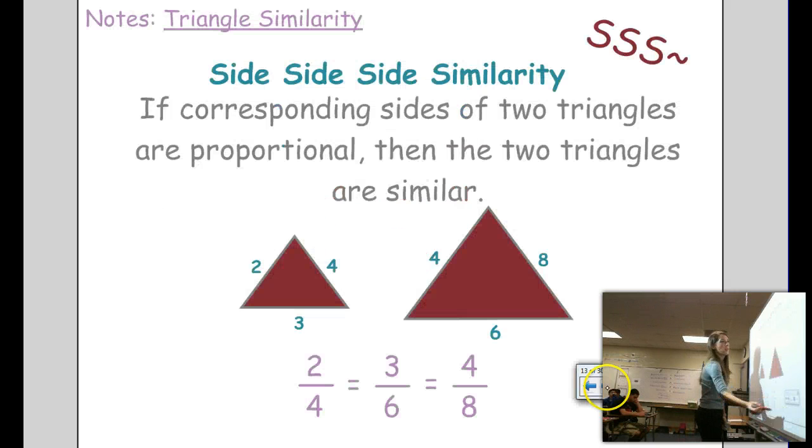Okay. Let's work on some examples. Now, just to let you know, when you're doing side, side, side, and you're comparing the sides, you need to put the smallest over the smallest, the medium over the medium, and the largest over the largest. That makes sense, right? Put small over small and large over large.